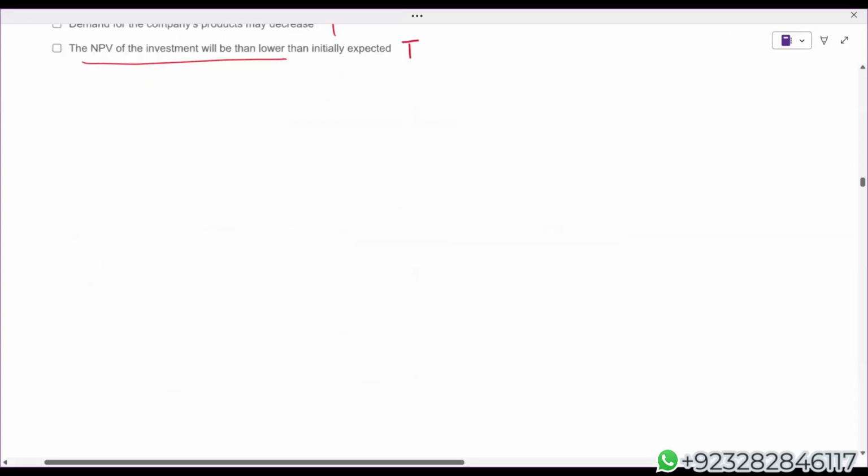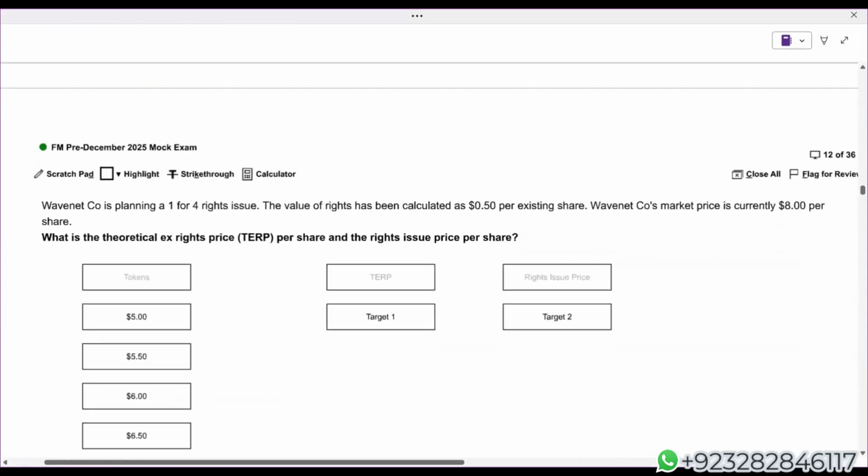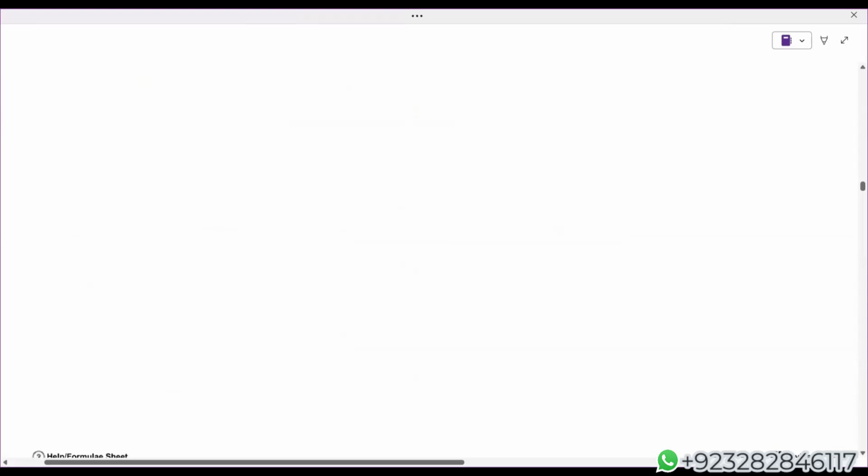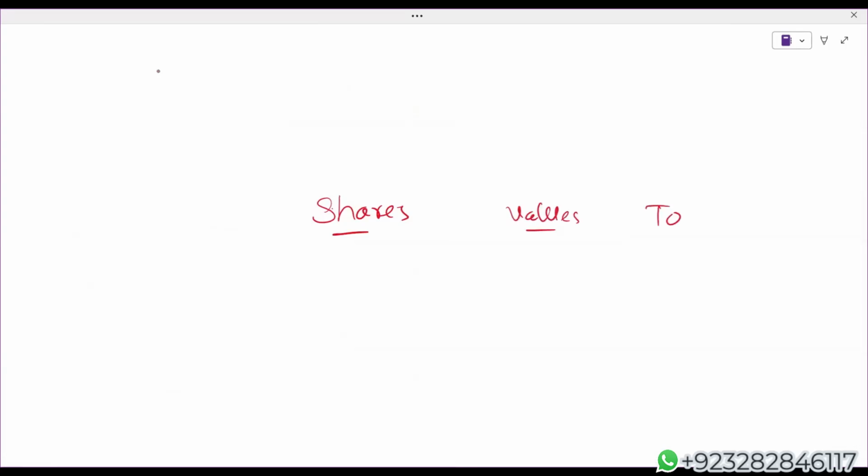Okay, let's go for the next question. First let me explain something before we go there. I'm just assuming the data, assuming we have got how to calculate theoretical exercise price, share values, and total value. I'm assuming it's a rights issue, the ratio is the company has issued one right against two shares. Assuming the share price before the right is 12, it becomes 24.